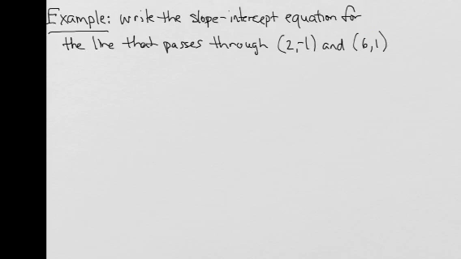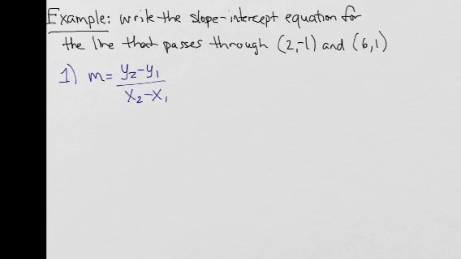All right, so we want to write the slope-intercept form of the line that passes through (2, -1) and (6, 1). So let's go through the first step. First step is I want to find that slope, m. My formula is y2 minus y1 over x2 minus x1.